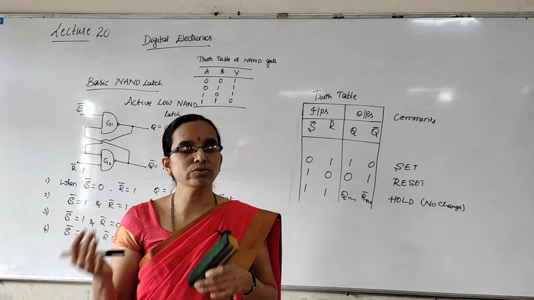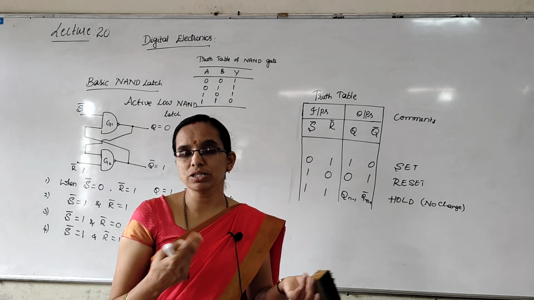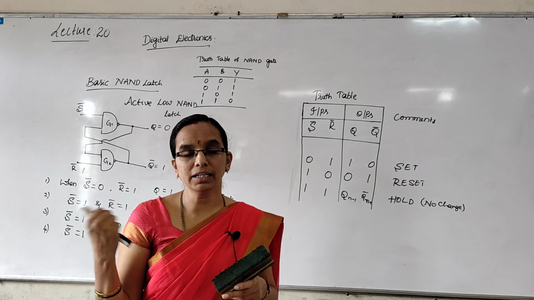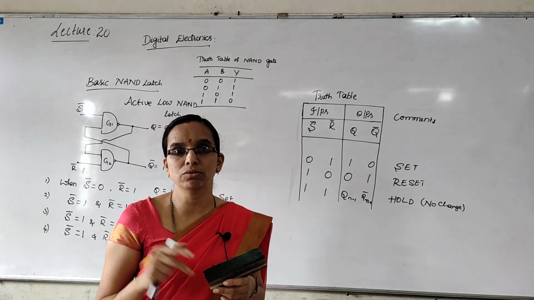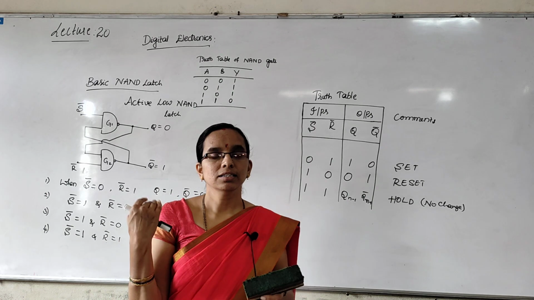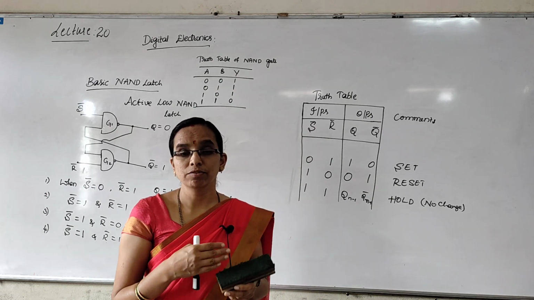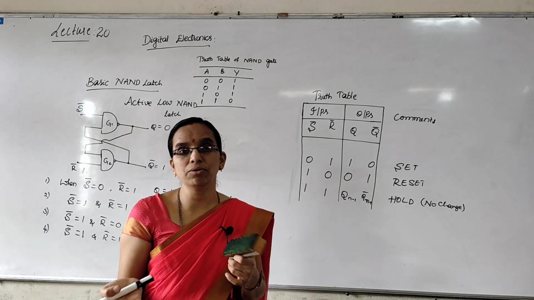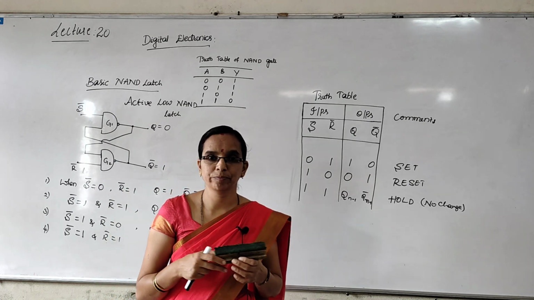That means S is equal to 0, R is equal to 0. If you give 0, in the sense no input is given, but these are active low inputs, so it will take S bar is equal to 1, R bar is equal to 1. In the next circuit, we will see the same performance using 4 NAND gates. I will explain that in the next circuit.